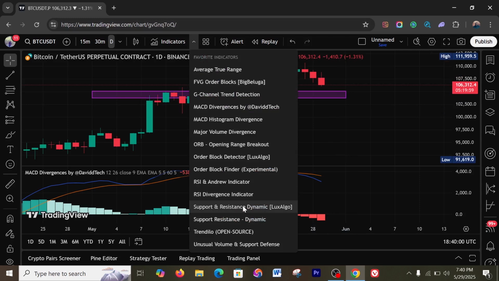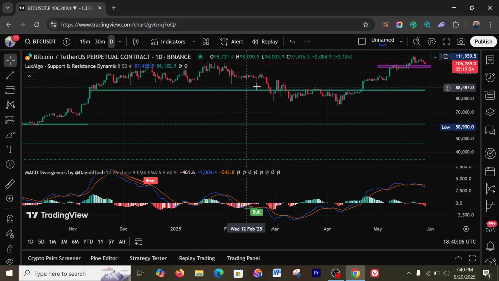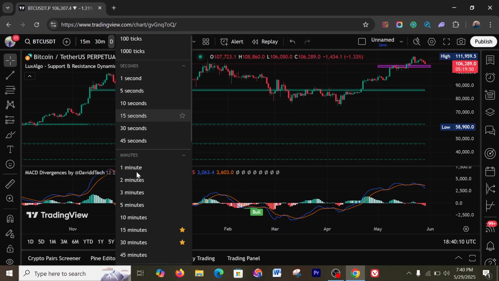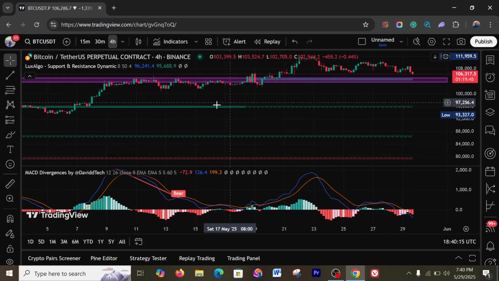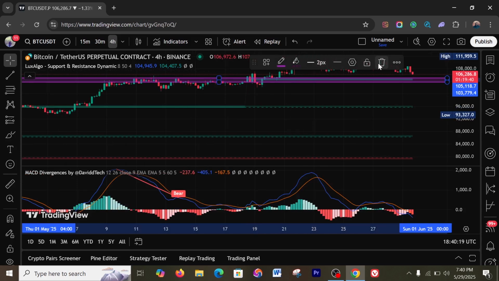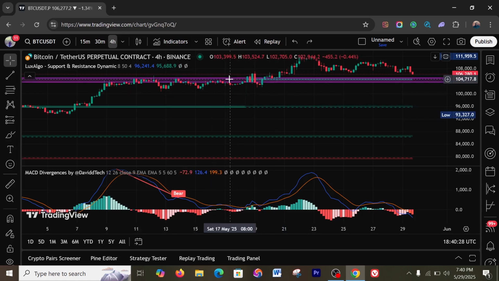Let's just put the support and resistance indicator. There's resistance around this area at 85k. We won't get here. Let me switch this to the 4 hour time frame, and there is support at 96k, and there is support around this area at 104k. So we're looking at something within that range.